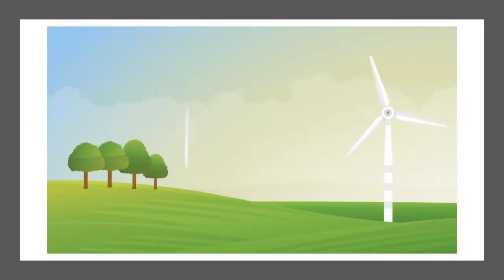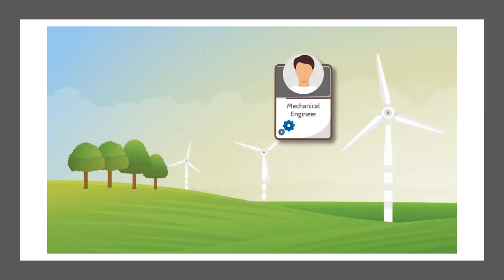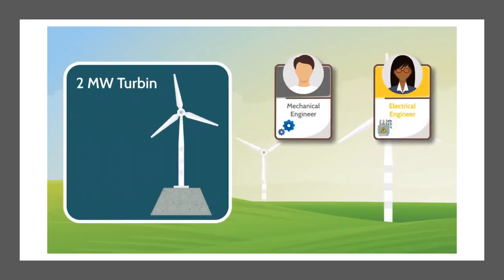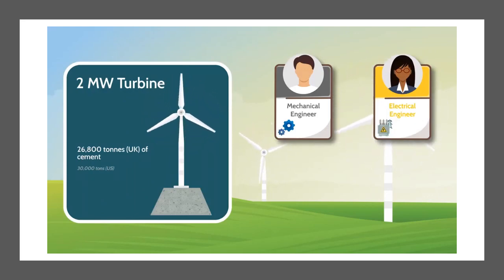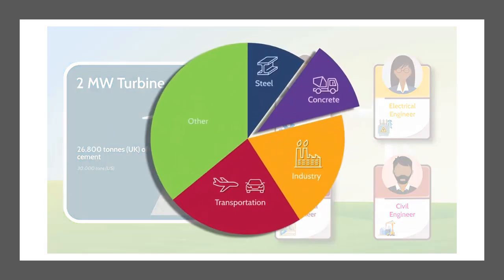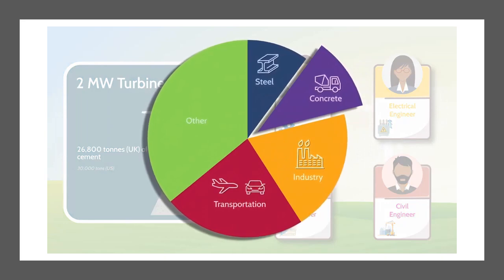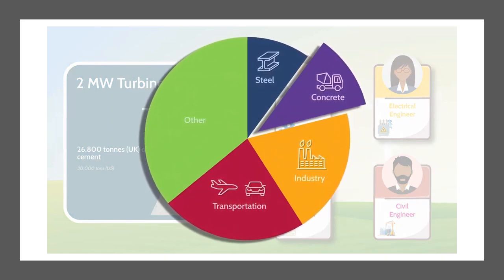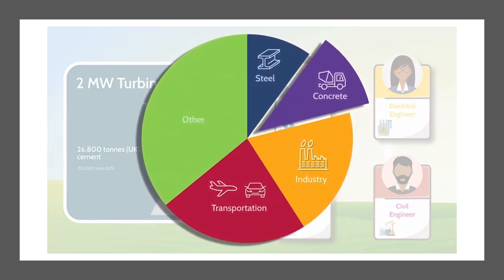Now for wind turbines, aside from the main turbine itself, which is designed again by mechanical and electrical engineers, there's also the foundations to think about, which is made from concrete and reinforcement to hold the structure in place, which of course is designed by civil and structural engineers. But here's a fact you might not know. The production of cement, the main material to make concrete, is responsible for around 7% of annual carbon emissions.